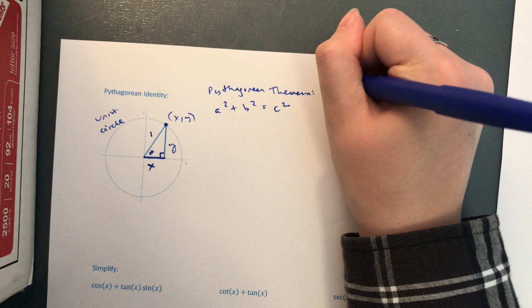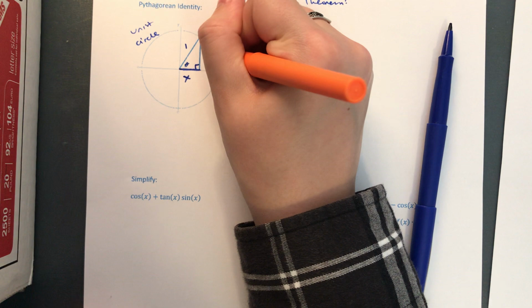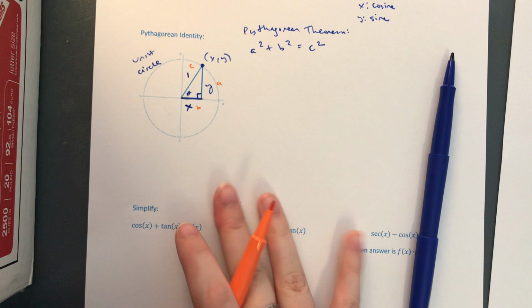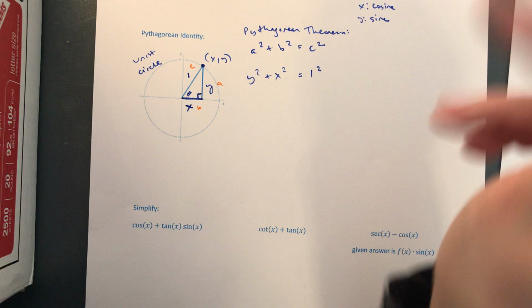So I'm just going to label them A, B, and C. So let me switch colors. I'll make this A, B, and C. So let's just label it for Pythagorean theorem purposes. So I'll replace A squared with Y squared plus B squared would be X squared equals, and then C would be 1 squared. Our last step, what we can do is we can replace X and Y with sine and cosine.